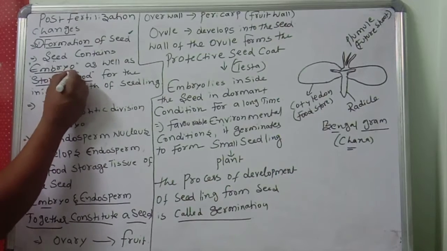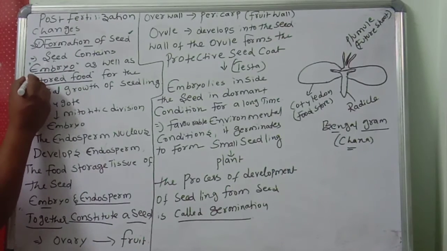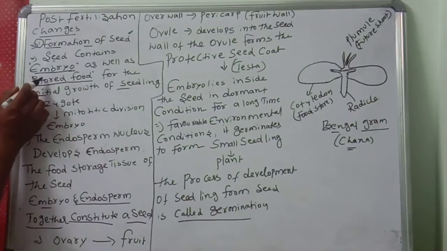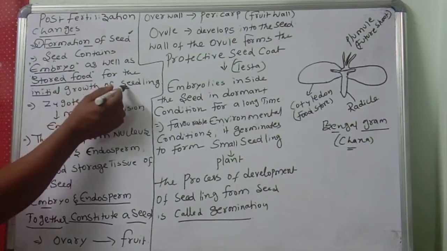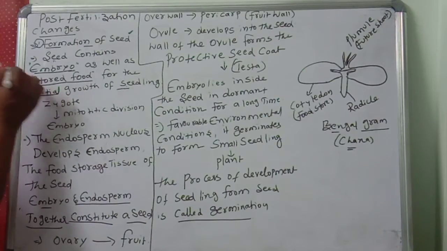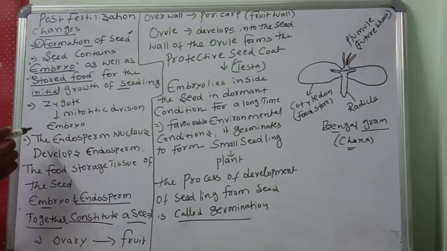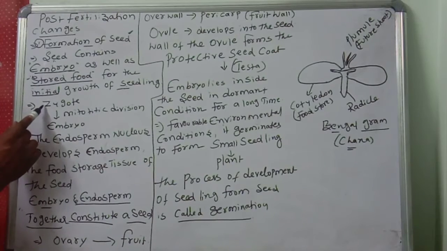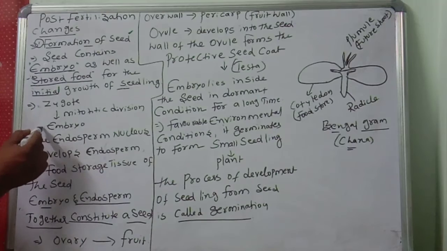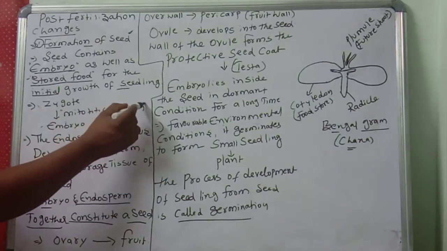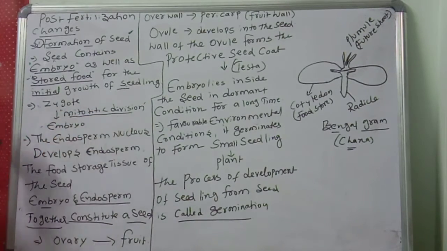The seed contains embryo as well as stored food for the initial growth of the seedling. What is the use of the stored food? For the initial growth of the seedling, the stored food is very useful. Then you know very well, the zygote will be developed into embryo by mitotic cell division, vegetative cell division. Mitosis means the vegetative cells are involved in the cell division and produce the same cells.